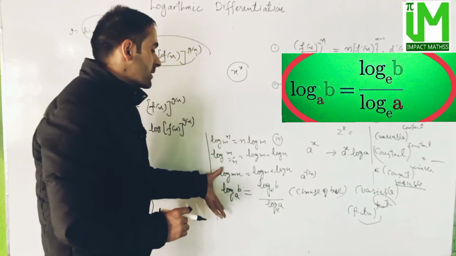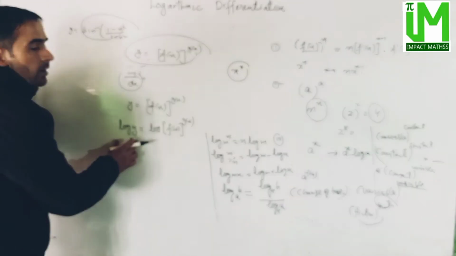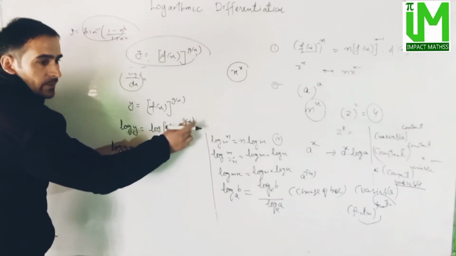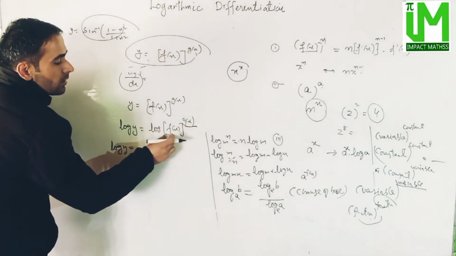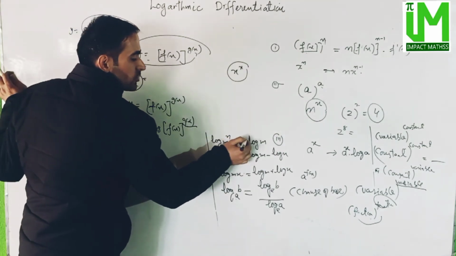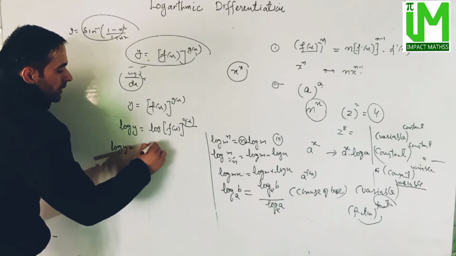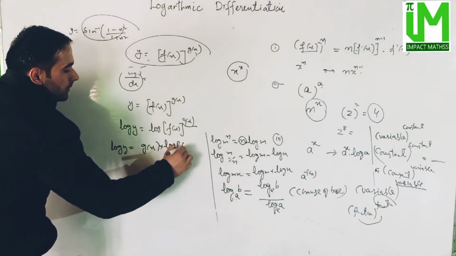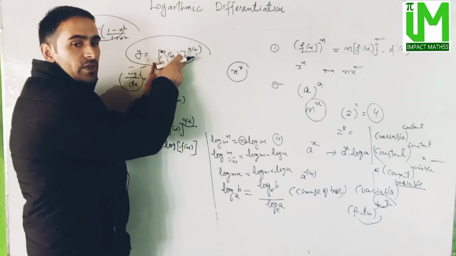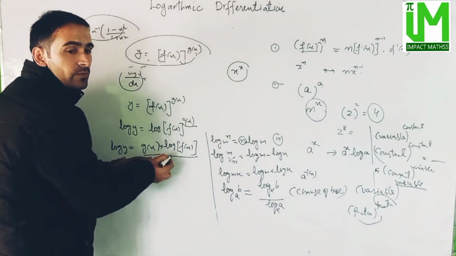Now we apply these results whenever we have logs on both sides. So log of y is equal to, applying the result log of m raised to power n equals n log m, g of x into log of f of x. The power as an index can be multiplied simply. Before, the differentiation was comparatively difficult, but here we have g of x into log of f of x, which we can differentiate directly.